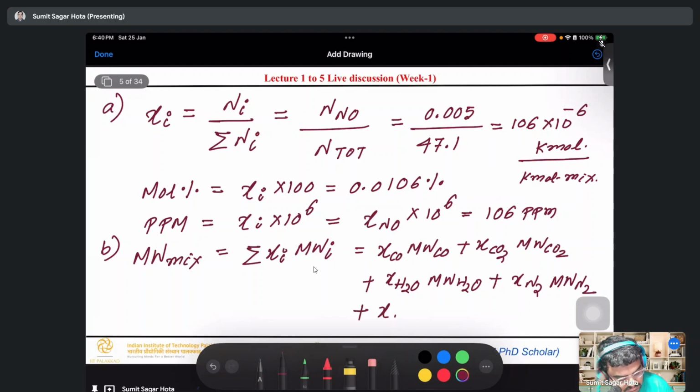Plus chi of NO times the molecular weight of the NO. Okay, so now we have all these values. We just need to substitute and find out the molecular weight of the mixture.